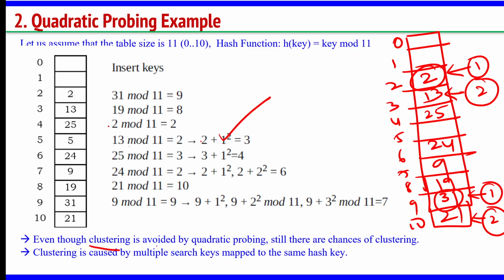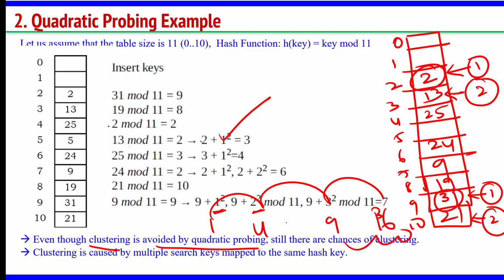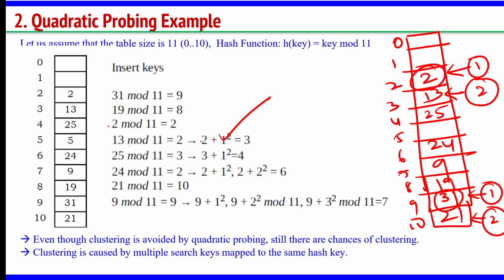Even though clustering is reduced by quadratic probing, how is it avoided? You are jumping in squares: 1, then 4, then 9, and then 4 square, 16. Like this you are increasing the value. So, the values are distributed across the hash table and clustering is not happening. Still there is a chance of clustering, even in quadratic probing.